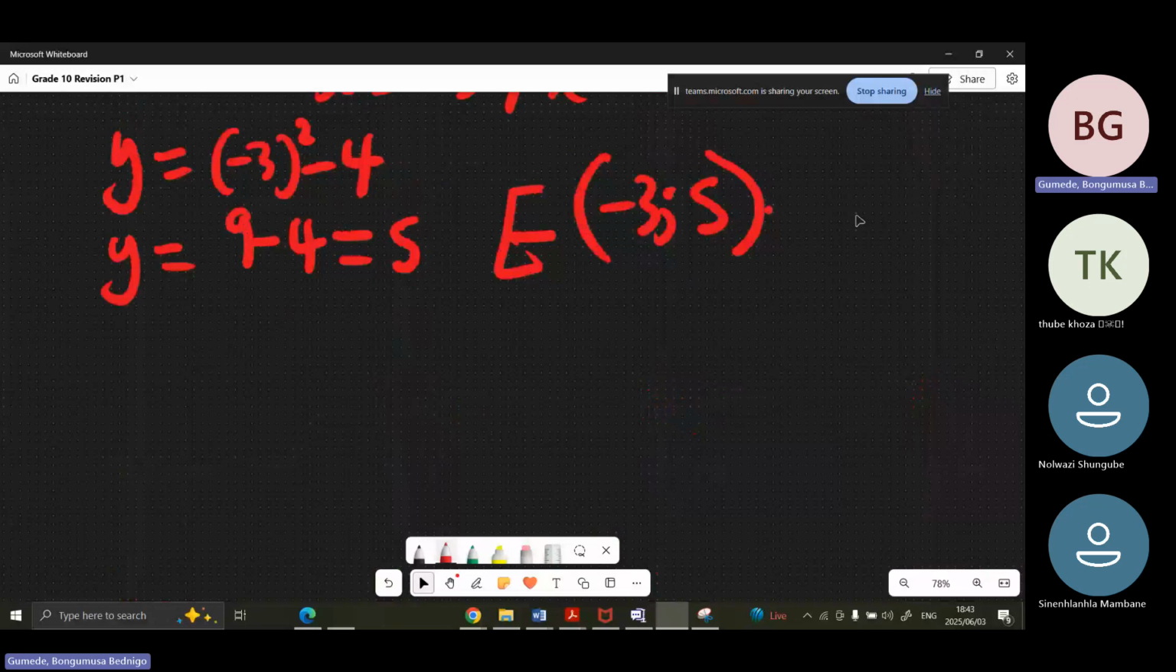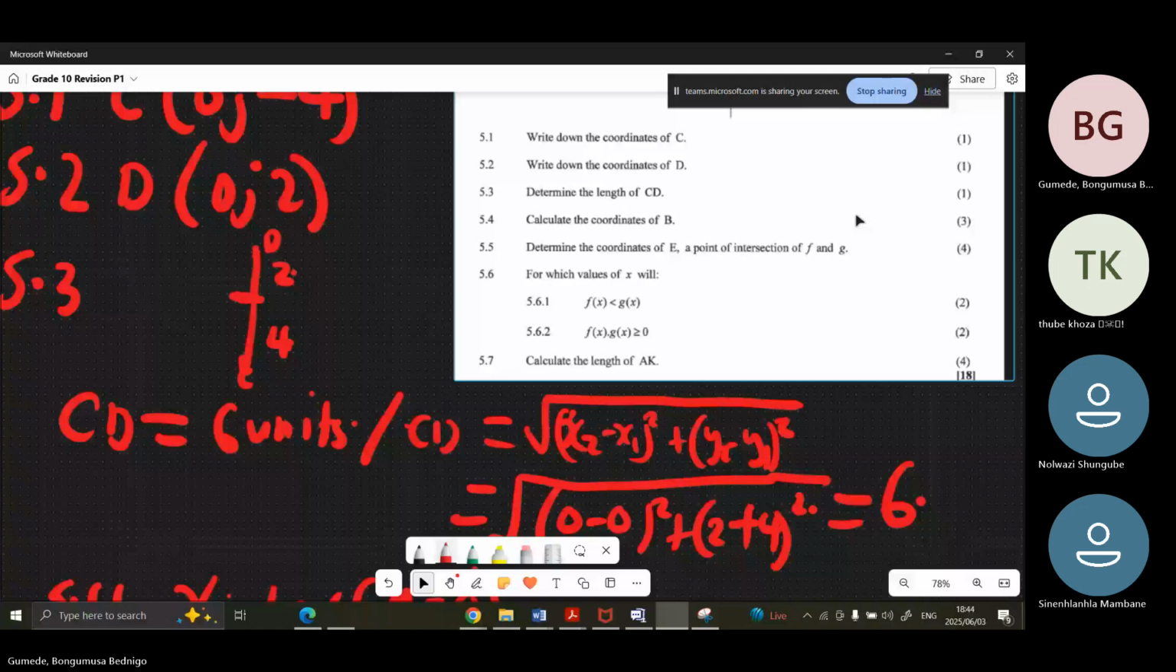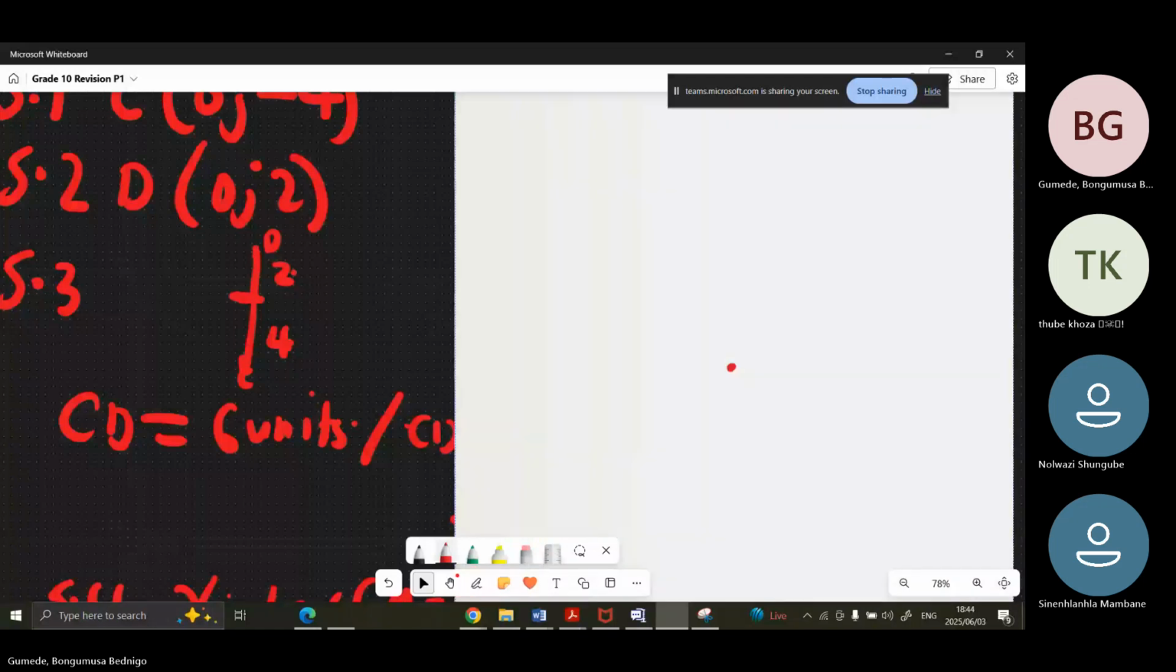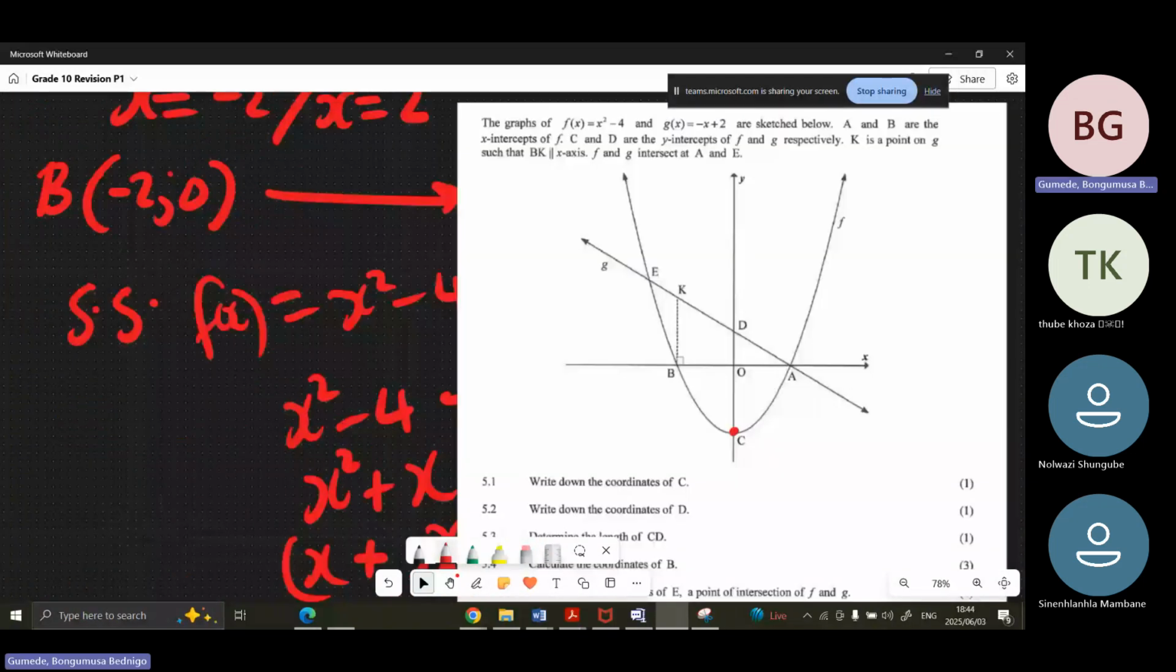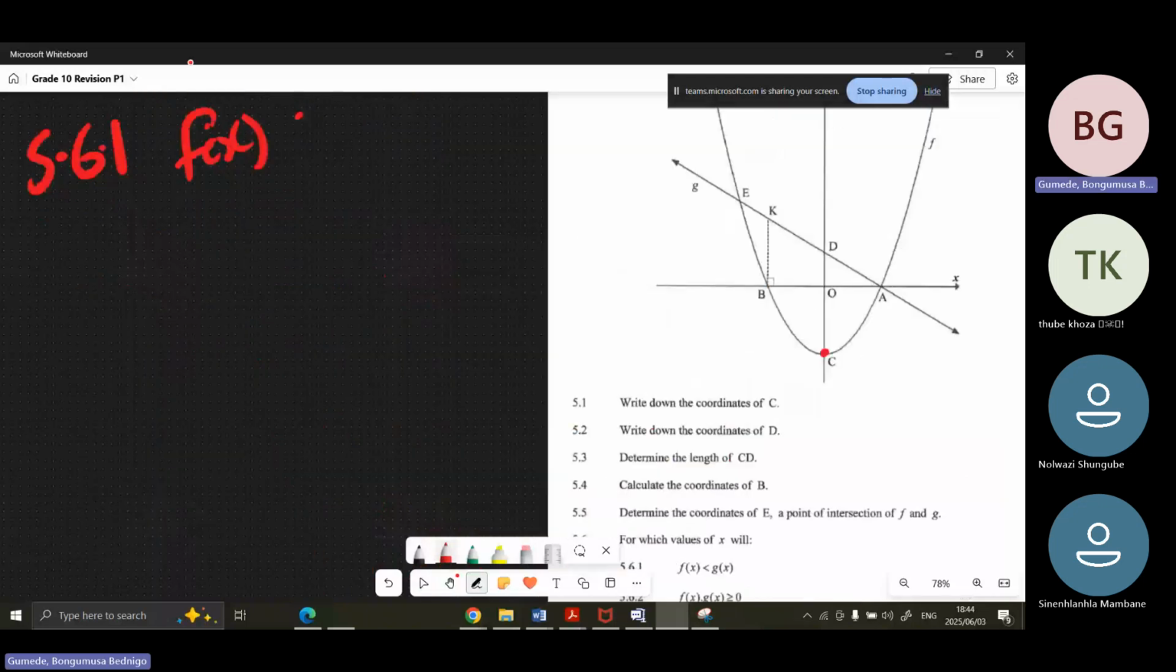For which values of x? Let's take this document. For which values of x is f of x less than g of x? So look now, this one means below. So you want where the graph of f is below the graph of g.